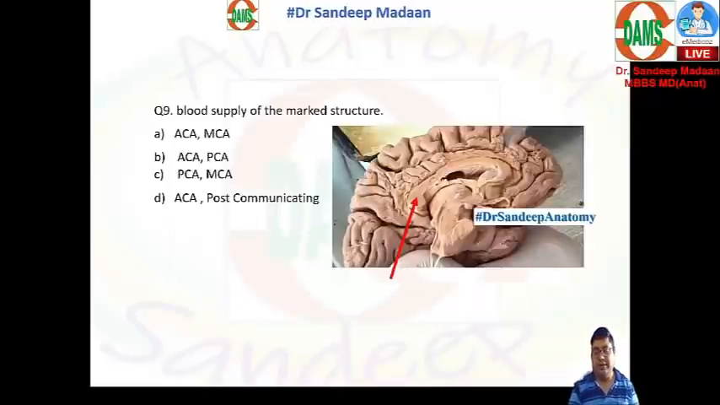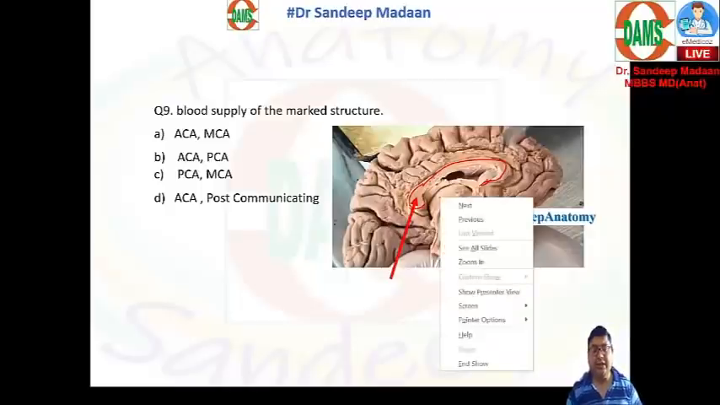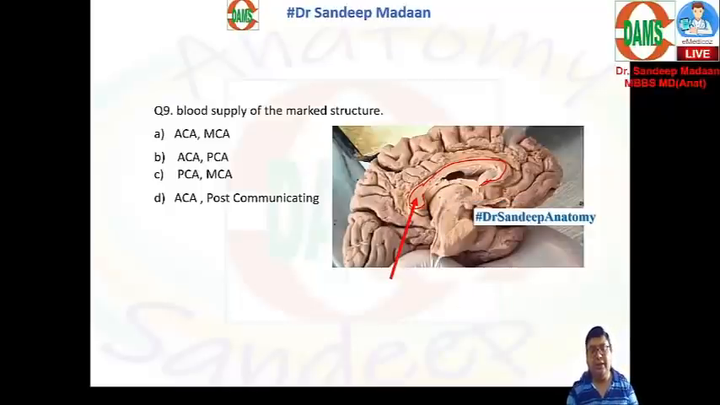Next question: blood supply of the marked structure. Now in this given section, the marked structure is the splenium of the corpus callosum. We can see the corpus callosum here, right? This is the rostrum part, the genu part, the body part and the splenium part. Now the splenium part has been marked here, and the question is asking what its blood supply is.